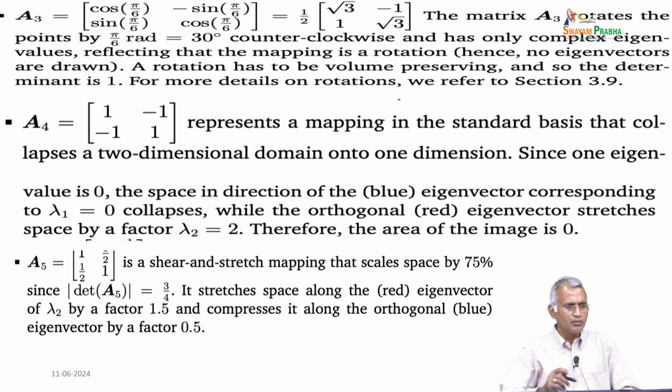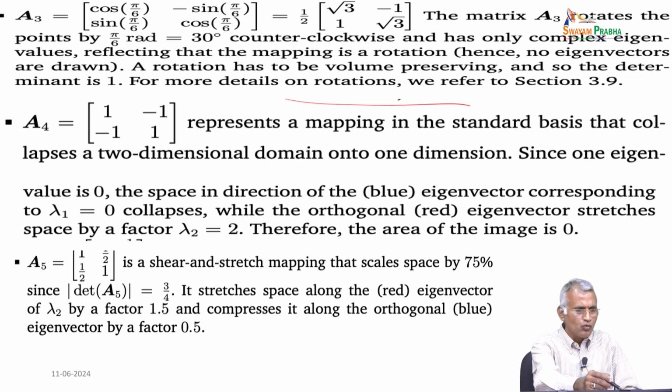Next, A3. Suppose we have cos pi/6, minus sin pi/6, sin pi/6, cos pi/6. The matrix A3 rotates points by pi/6 radians, that is 30 degrees, counterclockwise, and has only complex eigenvectors, reflecting that the mapping is a rotation. A rotation has to be volume preserving, so the determinant is 1. For more details on rotations, refer to the section.